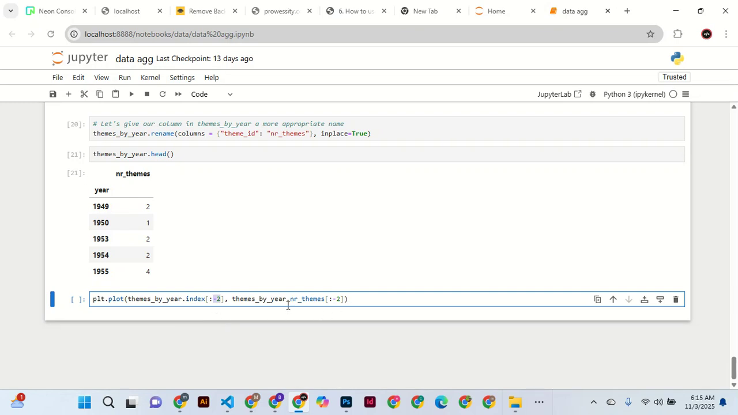So we remove those years like this. Themes by year, we remove the 2. And the themes by index, we remove the 2 to get our clean. Okay, let's go and try it.